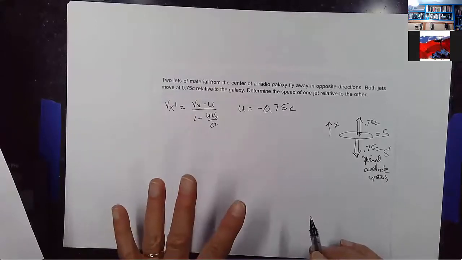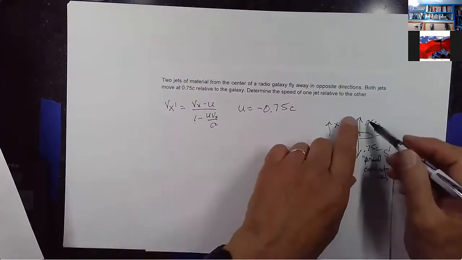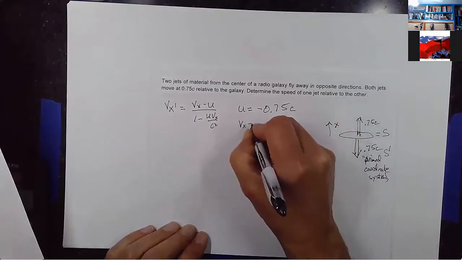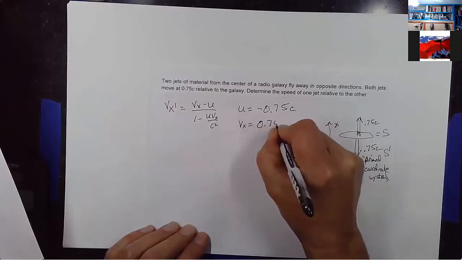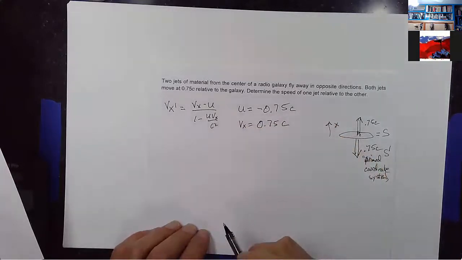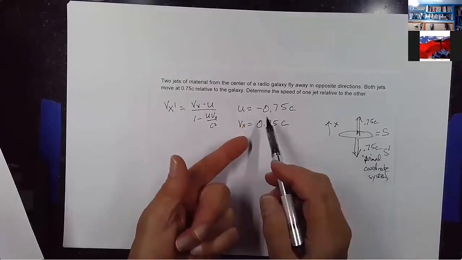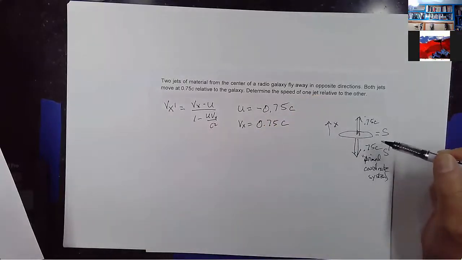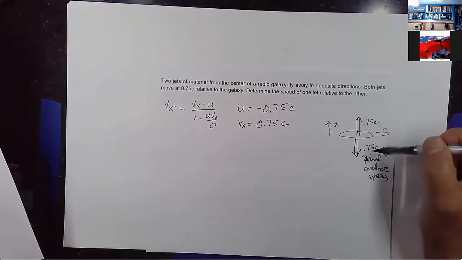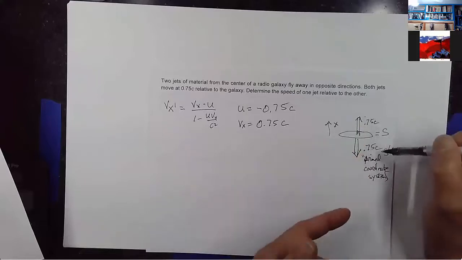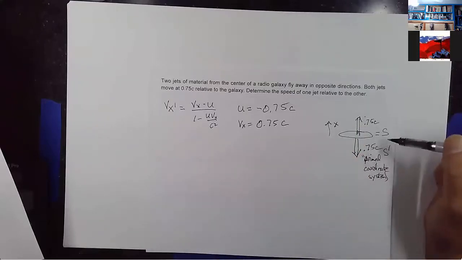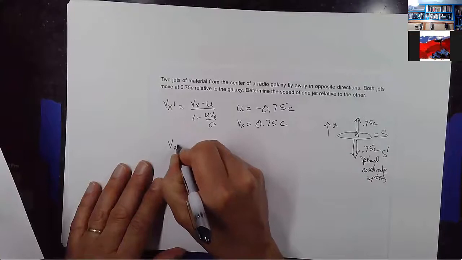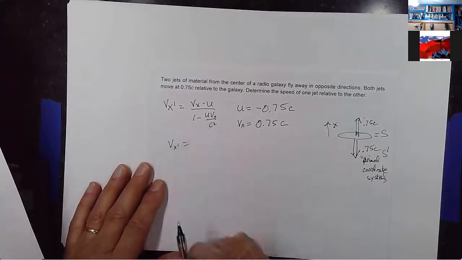Anyway, v sub x can be the velocity of this jet with respect to the unprimed system. So v sub x is going to equal 0.75 C, like that. And we pretty much have everything needed that we can figure out. We want to know the speed of this jet with respect to this jet. Now, without relativity, you'd think, okay, it's going to be going the sum of these two speeds, or 1.50 C. And that's what the numerator of the expression always gives you. But in this case, let's see what we get. We still have that denominator to deal with.